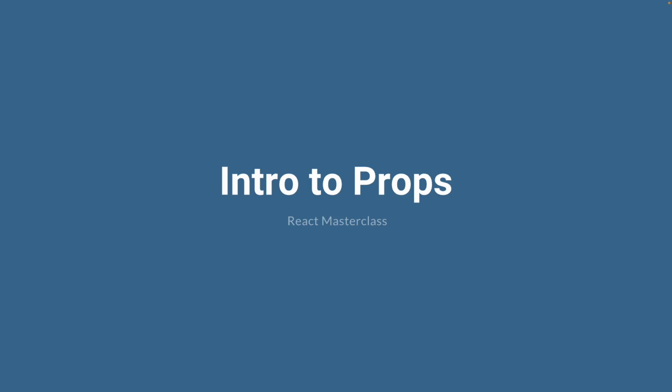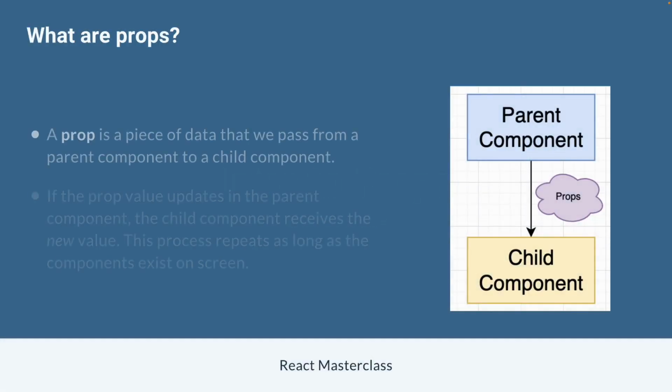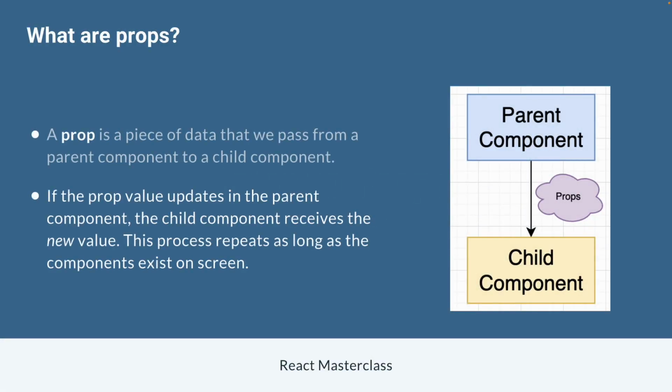In this lesson, we'll introduce one of React's key features, which is props. So first up, what is a prop? A prop is a piece of data that we pass from a parent component to a child component. It is data that we can provide that will flow down from a parent to a child. It can be any kind of data that we want. It can be a number, a string, a Boolean, an object, an array, any valid JavaScript data type.